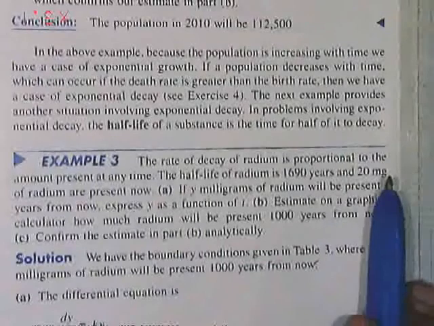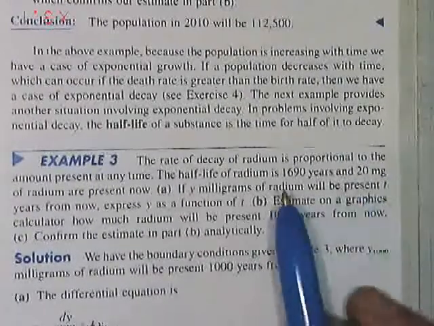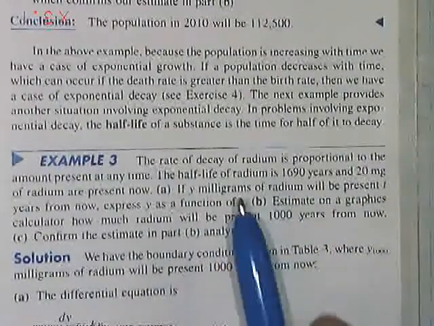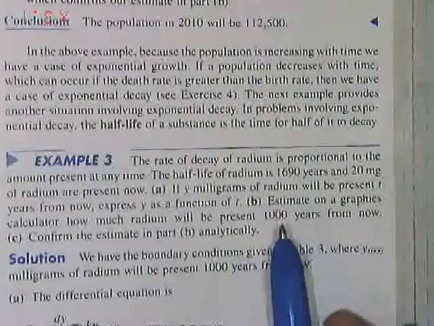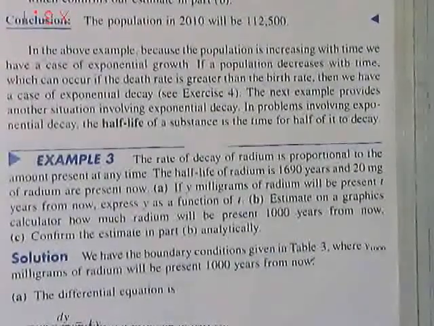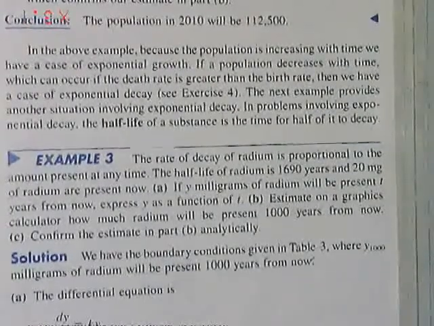So our initial quantity will be 20 milligrams, and we're going to figure out the function that governs the decay, and we're also going to estimate how much radium will be present in 1,000 years. Okay, let's do it.